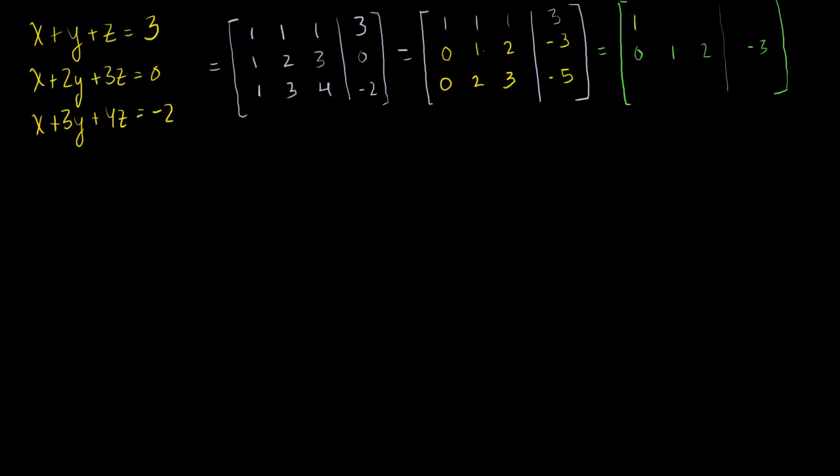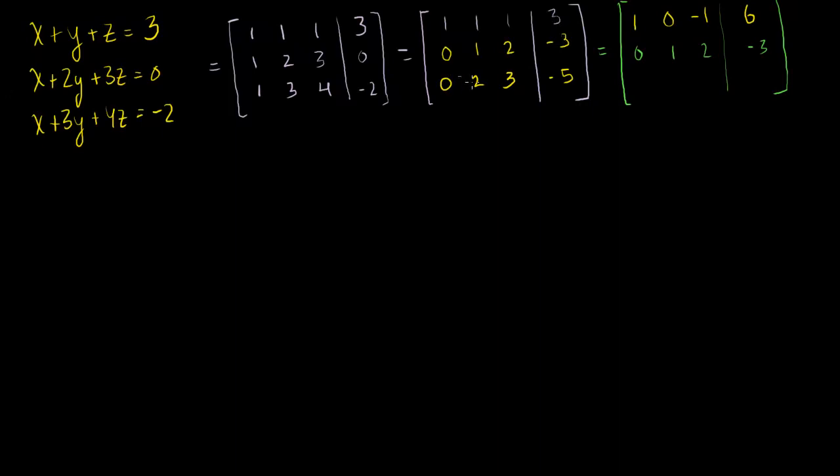There's a bird outside. Let me close my window. So where was I? I'm replacing the first row with the first row minus the second row. So 1 minus 0 is 1. 1 minus 1 is 0. 1 minus 2 is minus 1. And then 3 minus minus 3, that's 3 plus 3, so that's equal to 6. Right? 1 minus 0 is 1, 1 minus 1 is 0, negative 1, and then 3 minus negative 3 is 6. I always want to make sure I don't make a careless mistake.